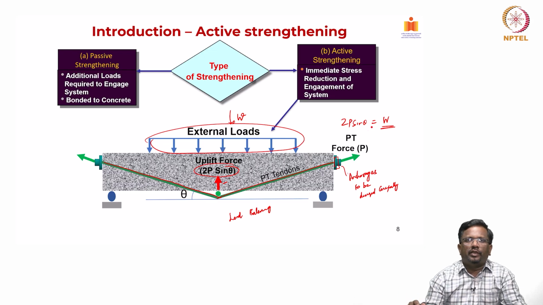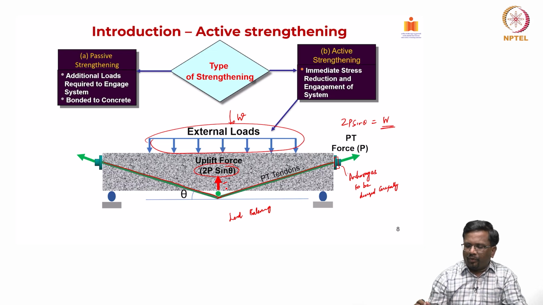So, in this way we can create an uplift force to balance the external load depending upon how much you want to balance. Now you can see that right after this intervention, it immediately helps in releasing the effect of your external load. That is why it is called an active system, and typically whenever a structural system is having problems related to deflection, this kind of active strengthening is what we try to engage. And we know how to design this using the load balancing concept, right.